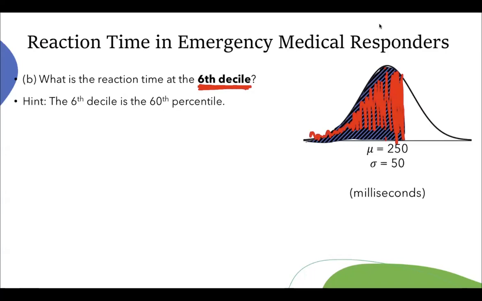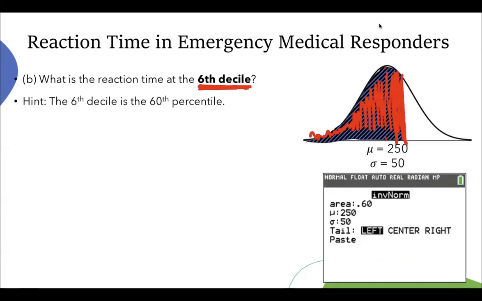So the reaction time at the 6th decile is the reaction time at that vertical line, that cutoff. We're going to again use area on the left-hand side, 0.60, make sure it's left, 250 and 50 for your mean and standard deviation. And the answer there is 262.67.